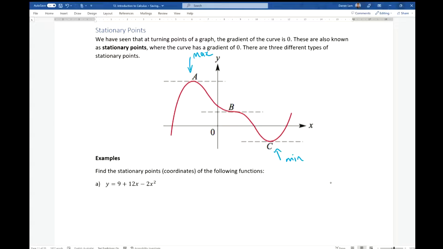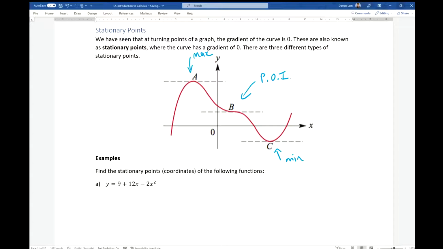This one right here is what we call, of course, a point of inflection, right? We already know that. It's a point where the gradient goes towards 0 and then changes. However, while stationary points can be points of inflection, not all points of inflection are stationary points.